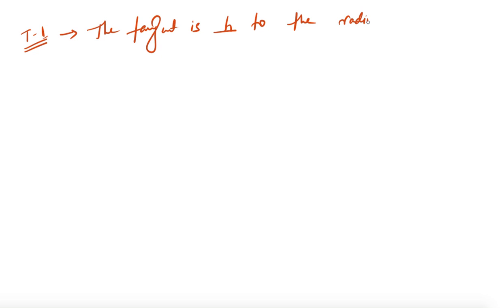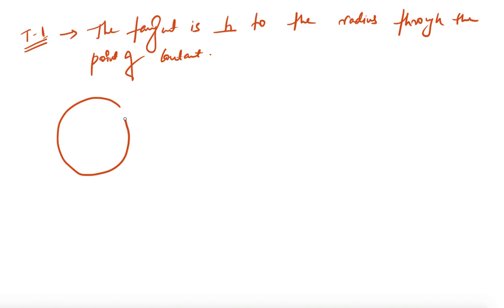The first important theorem related to tangents of a circle is: the tangent is perpendicular to the radius through the point of contact. Let me write that for you. The tangent is perpendicular to the radius through the point of contact, POC. Okay, so let me explain this first and then I'll show you the proof of this theorem.